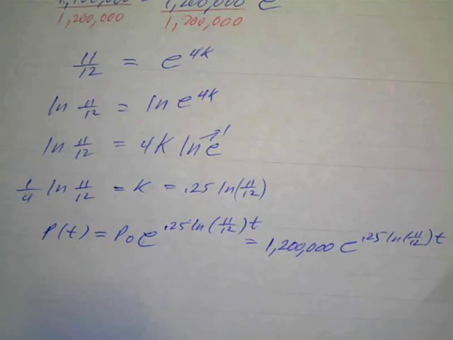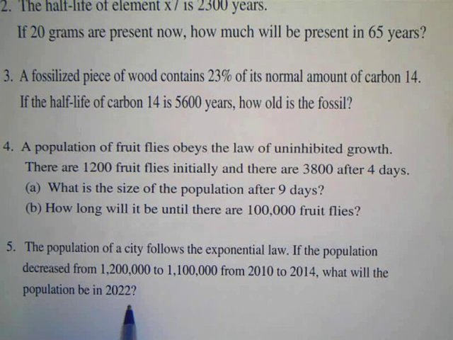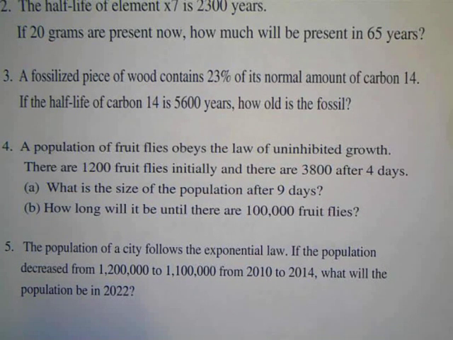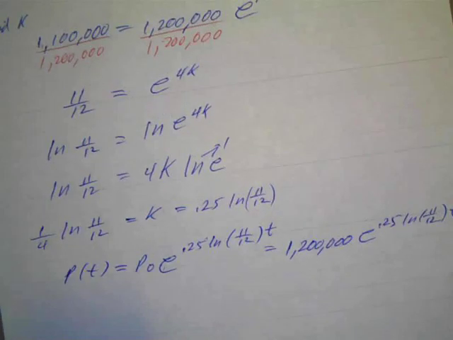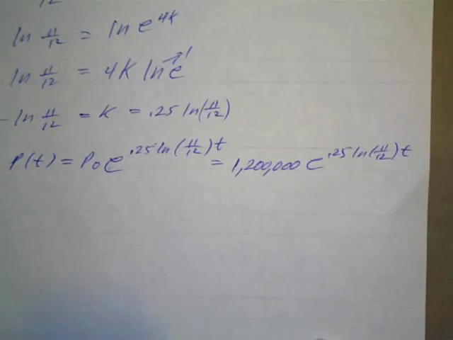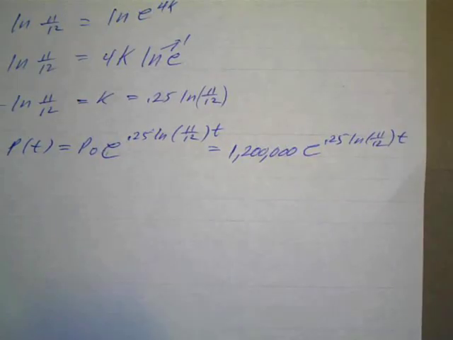So they ask you now, what will the population be in 2022? So 2010 to 2022 is 12 years, right? 10, 11, 12, 13, 14, 15, 16, 17, 18, 20, 12 years. So we want to know the population at t when t is 12. All right? So here we go. Now we have the k. We can find the population at any time.